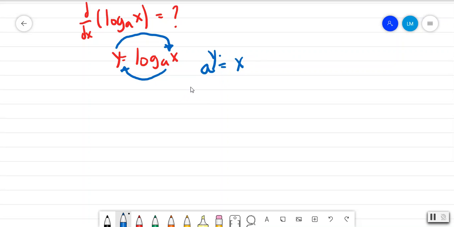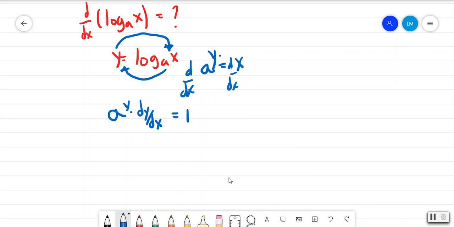So we're going to differentiate this with respect to x, as mentioned. And what we get is the following. The derivative of a to the y, which in this case is just going to be a to the y, but multiplied by dy dx. Okay, now the other thing is that this would be equal to 1.